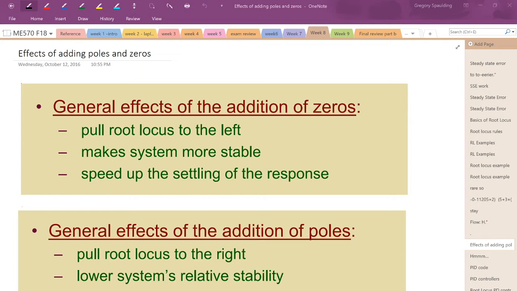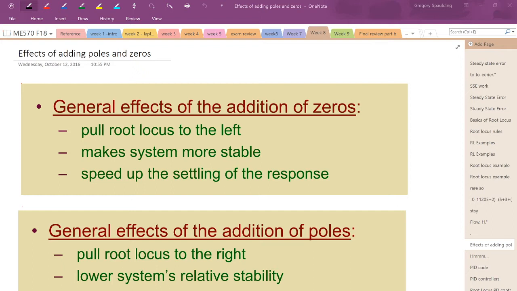Okay, I just wanted to talk a little bit about some of the general effects of adding zeros and poles. We've been talking about this, kind of been dancing around this actually. We've been talking about adding a zero or a derivative term. We've been talking about adding poles, an integrator. We've been talking about it in the lab in terms of a PI or a PD controller. And so I just wanted to make some general statements about this, and you'll see them here on your screen.